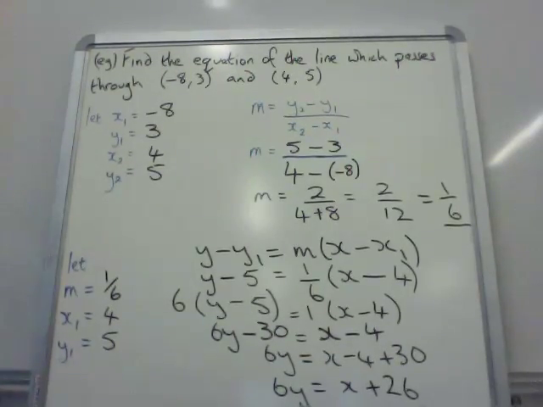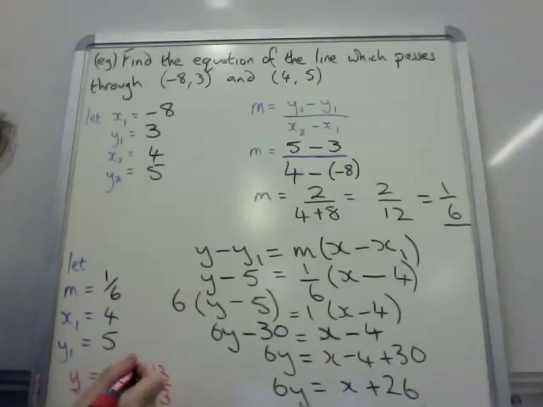Now, if I'm trying to be sneaky and catch you out and say I want the answer in slope-intercept form, that means I only want one y here and I need to get rid of the 6. So what would I do? I would divide every term by 6 and then I would end up with y equals x over 6 plus 13 over 3. Because it would be 26 over 6, which cancels down to 13 over 3. So that's what it would look like. But notice I'm only doing this right at the end of the question.